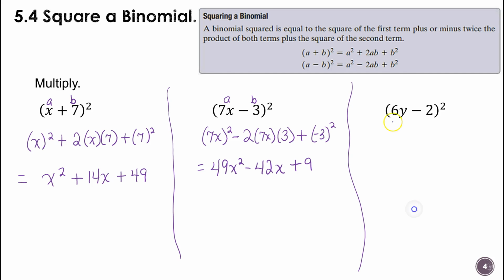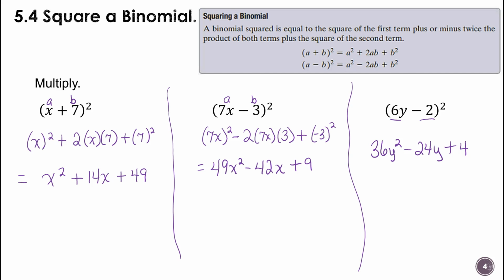All right, so I take the first term, 6y, and I square it. So I have 6y squared is 36y squared. Then I take 6y, the first term, times the second term, and then I have to remember times 2. So that's going to be negative 12y times 2 is negative 24y. Negative 2 times negative 2 is 4.